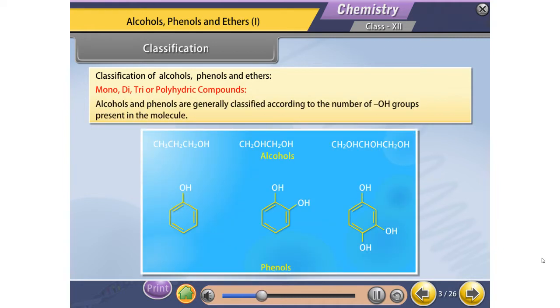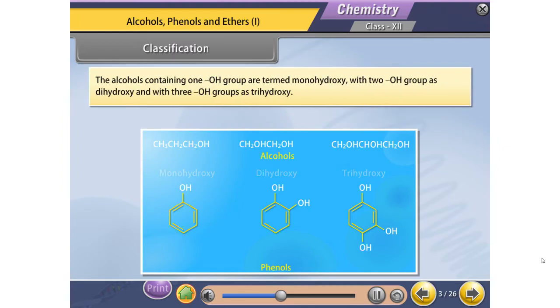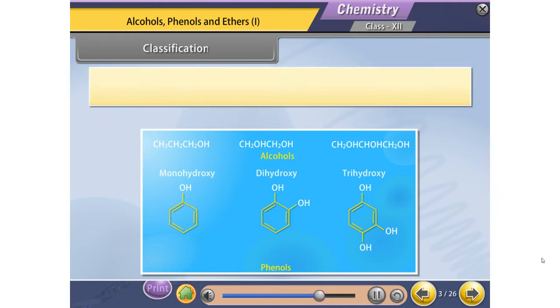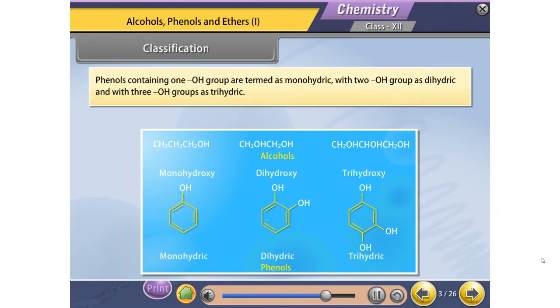Alcohols and phenols are generally classified according to the number of hydroxyl groups present in the molecule. The alcohols containing one hydroxyl group are termed monohydroxy, with two hydroxyl groups as dihydroxy, and with three hydroxyl groups as trihydroxy. Phenols containing one hydroxyl group are termed as monohydric, with two hydroxyl groups as dihydric, and with three hydroxyl groups as trihydric.